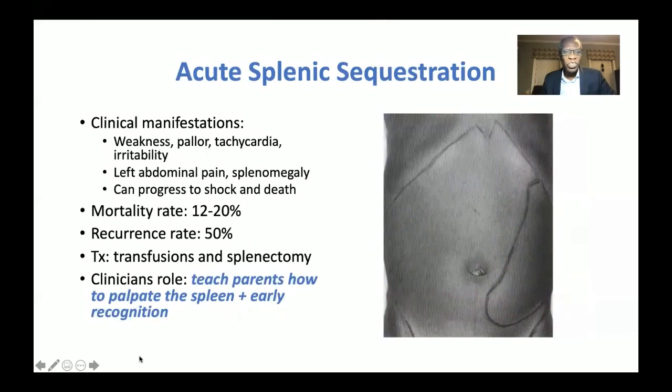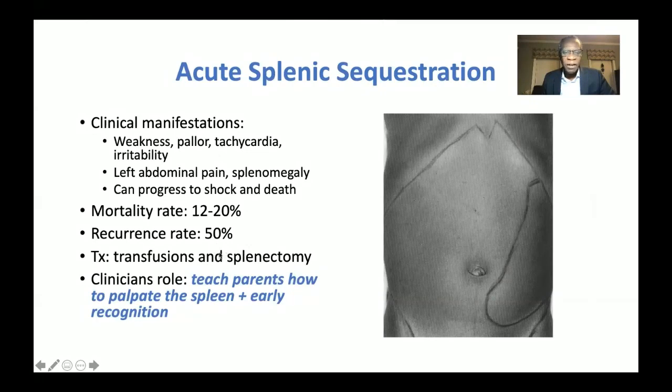Acute splenic sequestration is associated with rapid enlargement of the spleen with the sequestration of blood and reduction in hemoglobin levels. Clinical manifestations include weakness, pallor, tachycardia, with left abdominal pain with splenomegaly. And this can progress to shock and death in the severe cases. When poorly recognized and not recognized early enough, mortality rates can range from 12 to 20%. And when it occurs, recurrence rate can be as high as 50%.